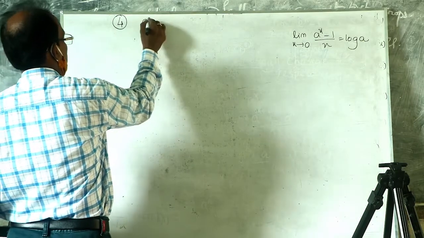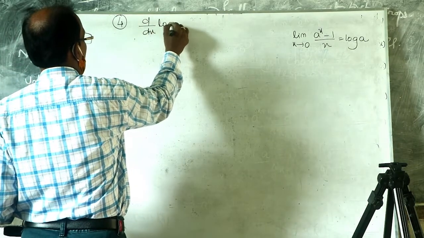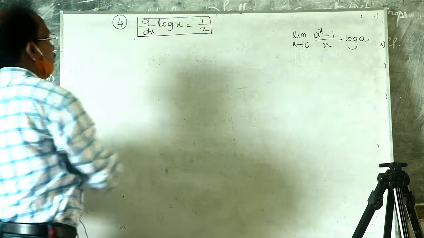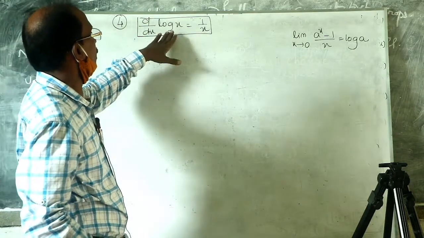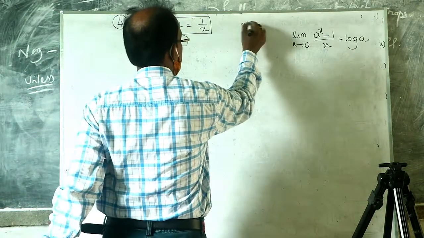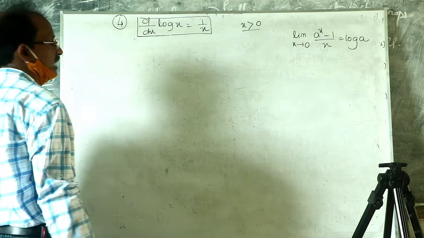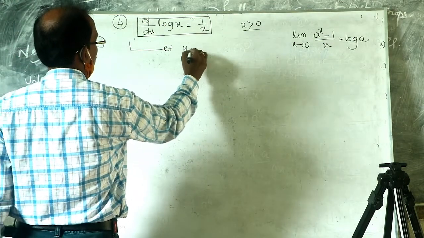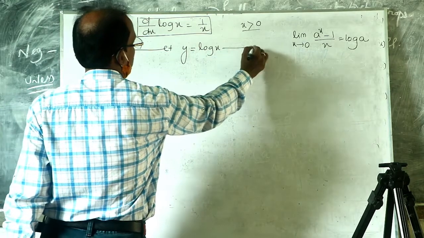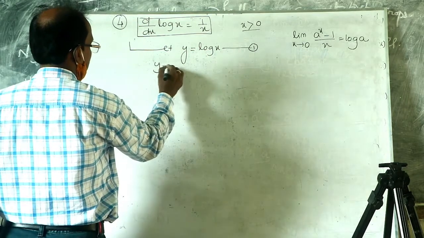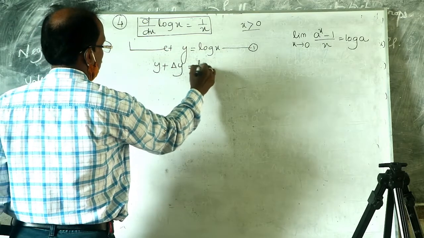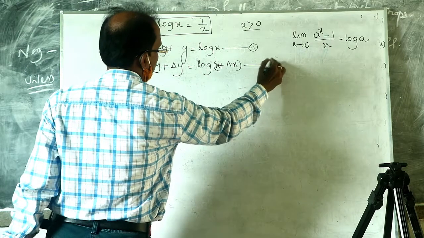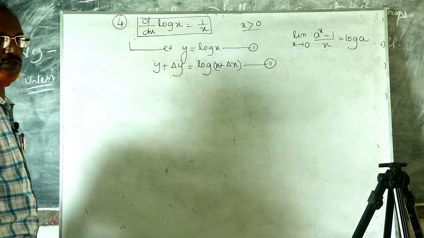Then we shall prove that the derivative of log x is equal to 1 by x. So the function here is log x, where x is greater than 0. Let y is equal to log x. This is equation 1. Then y plus delta y is equal to log of x plus delta x. This is equation 2.